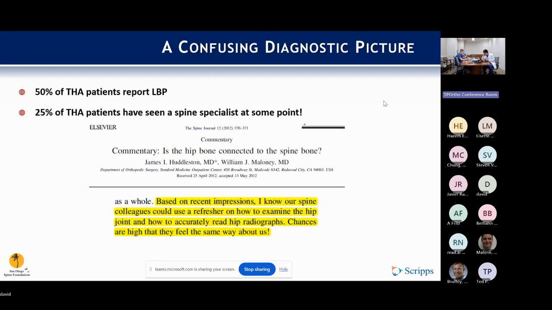Overall, it's a confusing diagnostic picture. Both hip and spine degenerative pathology are common. 50% of patients undergoing total hip surgery report some low back pain at some point. And so there's been some discussion. This commentary was published titled, "Is the hip bone connected to the spine bone?" And they suggested that spine surgeons learn how to read hip radiographs accurately.